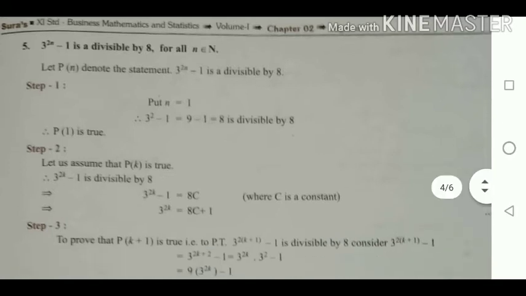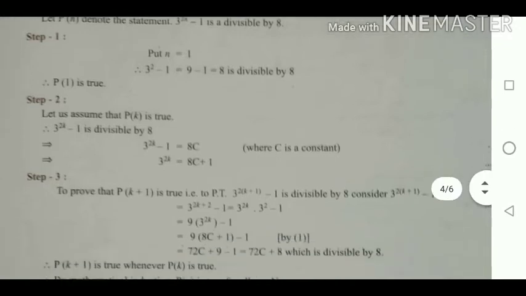Then let us assume that P of k is true. Then 3 power 2k minus 1 is divisible by 8. Then 3 power 2k equal to 8c plus 1, c is a constant here. Okay. So to prove that P of k plus 1 is true, that is to prove that 3 power 2 into k plus 1 minus 1 is divisible by 8.